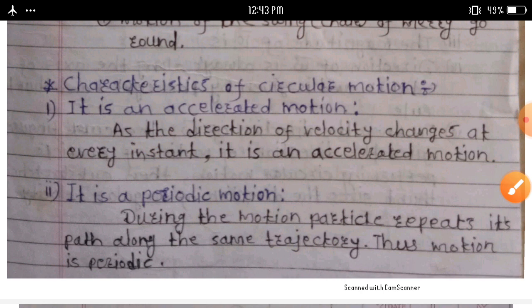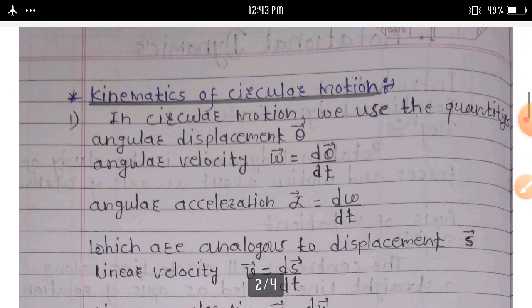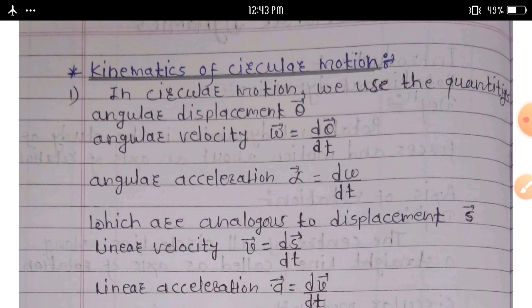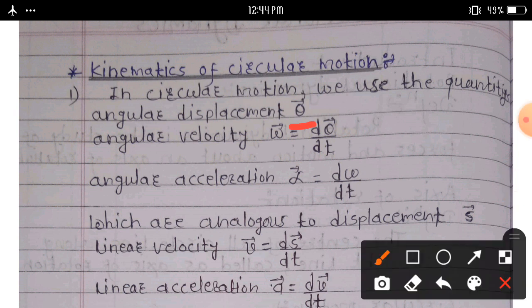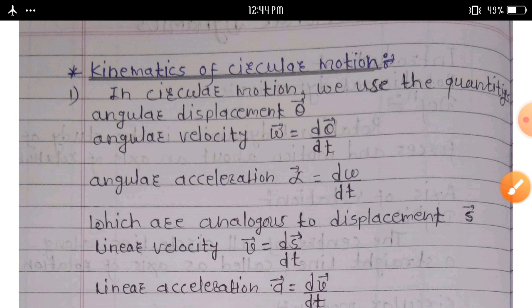Then we discuss the next point, kinematics of circular motion. What is the kinematics of circular motion? In circular motion we use the quantity angular displacement, which we denote by theta. Then, what does angular velocity mean?